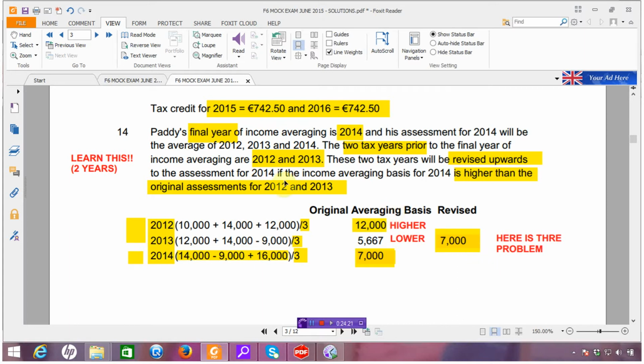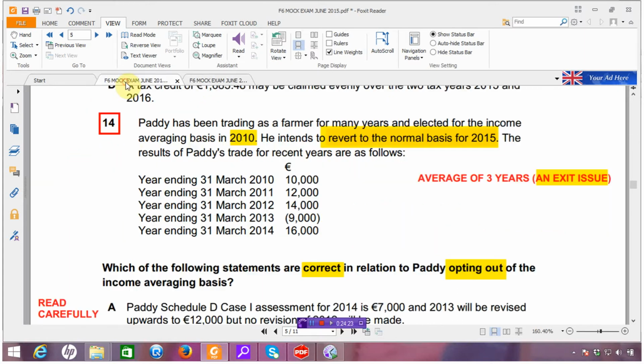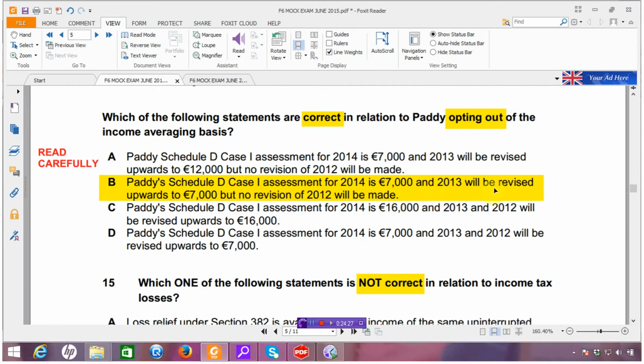Okay. Right, next point is indeed our final question, I believe. The answer in this case for 14 was just part B here. You'll see a revision upwards to 7,000 for 2013, no revision for 2012.